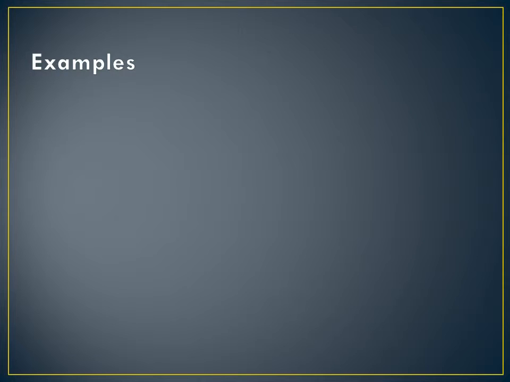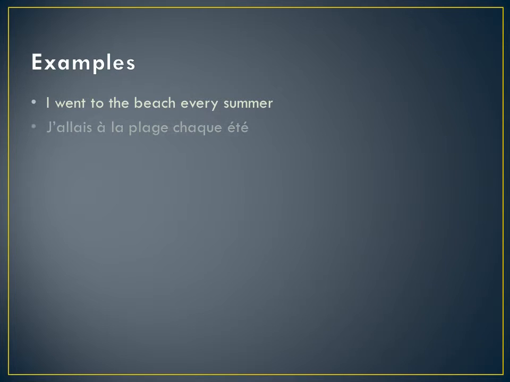There are many different situations when you use the imparfait. For habitual actions, for example, I went to the beach every summer, you would use the imparfait and say j'allais à la plage chaque été. When you're talking about an undetermined amount of time, I used to live in France, you would say j'habitais en France.